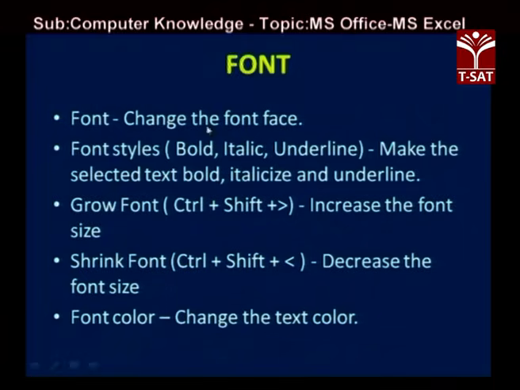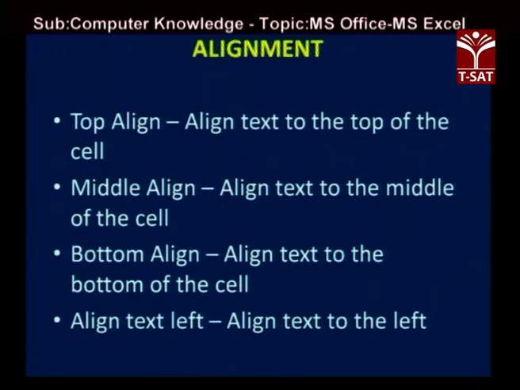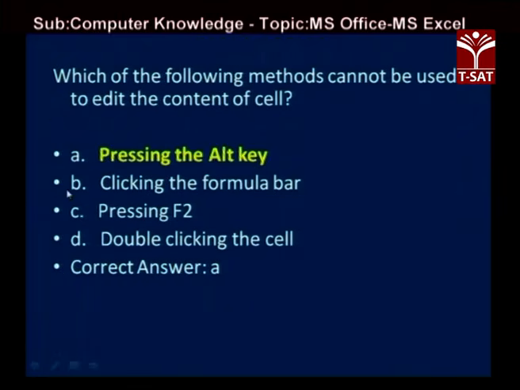It is very important. That is Ctrl+Shift plus greater than. The shortcut key for decreasing is Ctrl+Shift and less than, which is the font size decreasing. Font color change changes the text color only; only the selected matter is changed. Next, alignments. Alignments means top alignment, middle, bottom and different. Questions about these related topics.